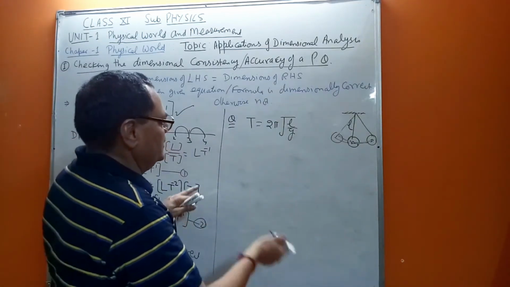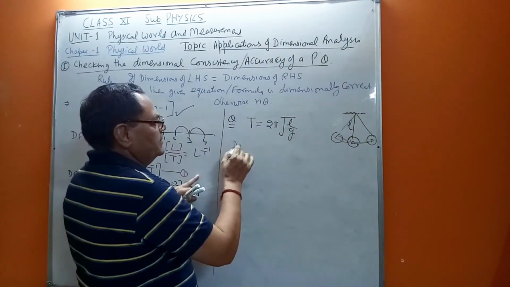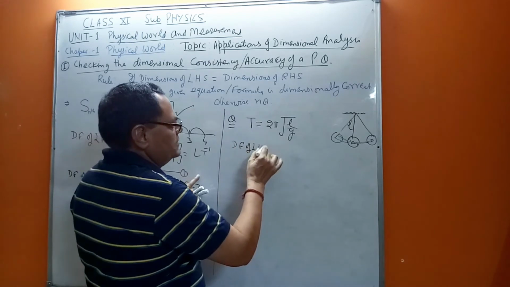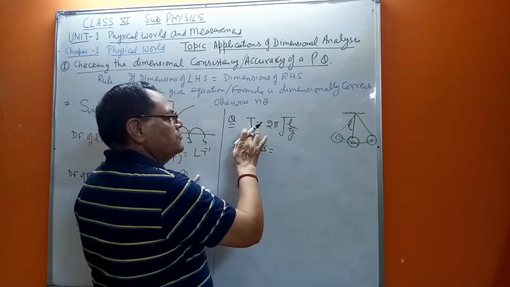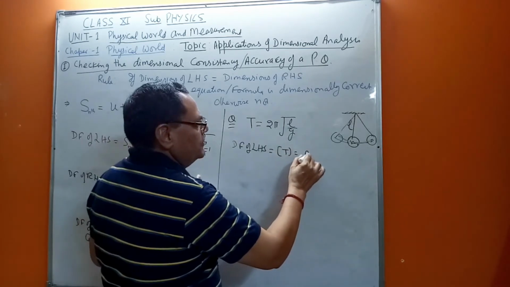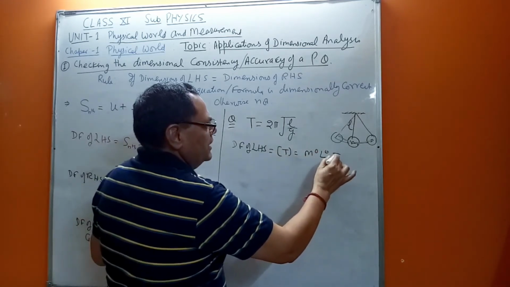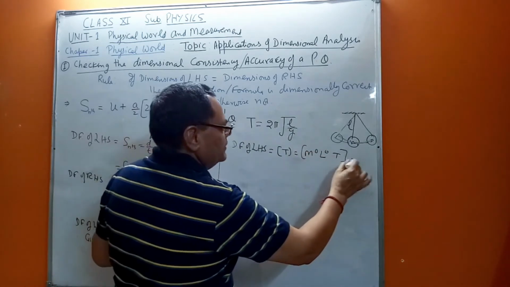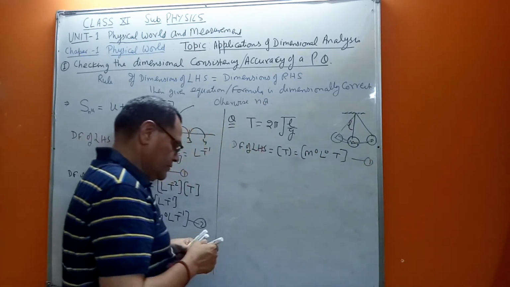The same rule is being applied. We will again write the dimension formula of LHS, which is the time period. Therefore it is T, and in ideal form M0 L0 T, and we put it as 1. Clear?